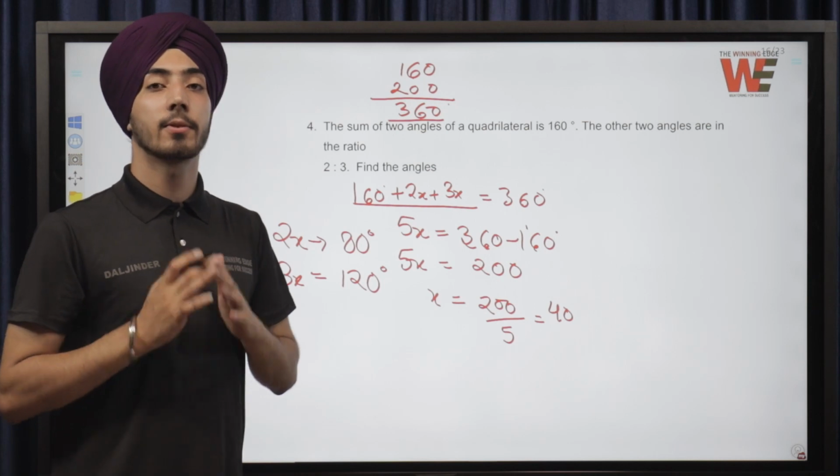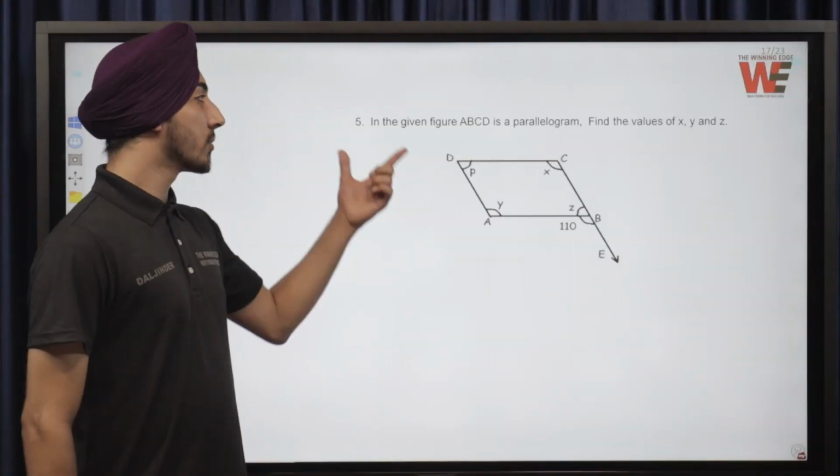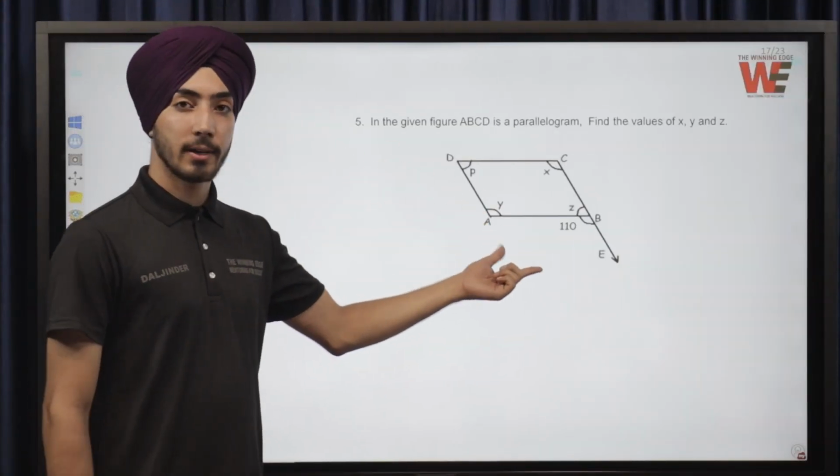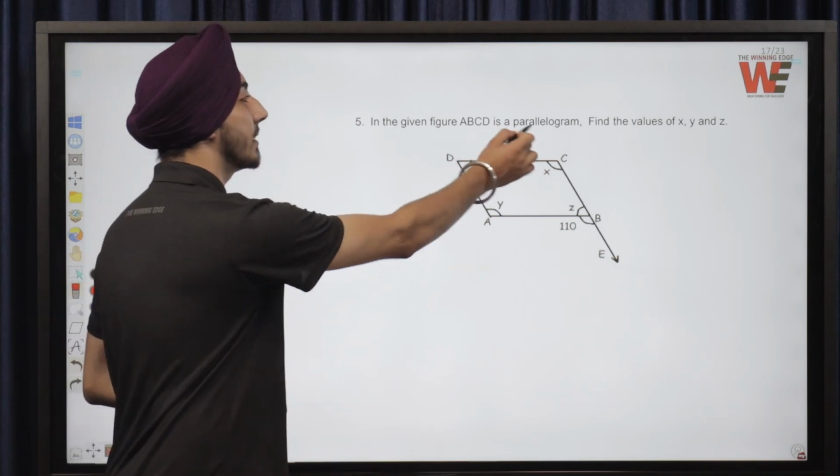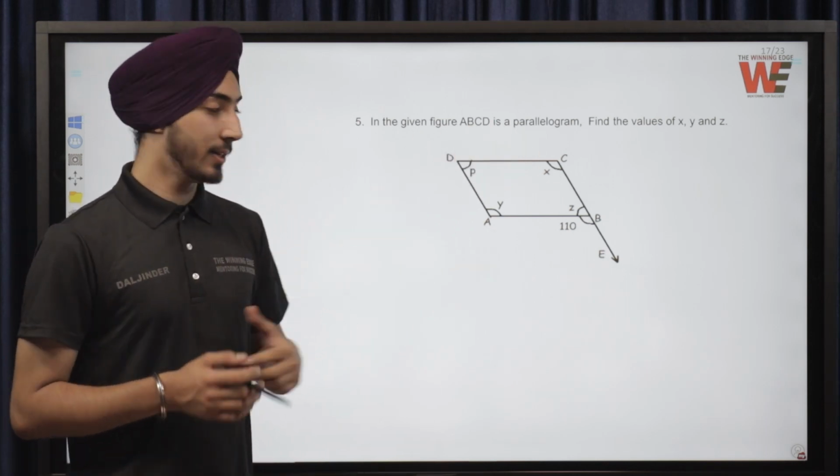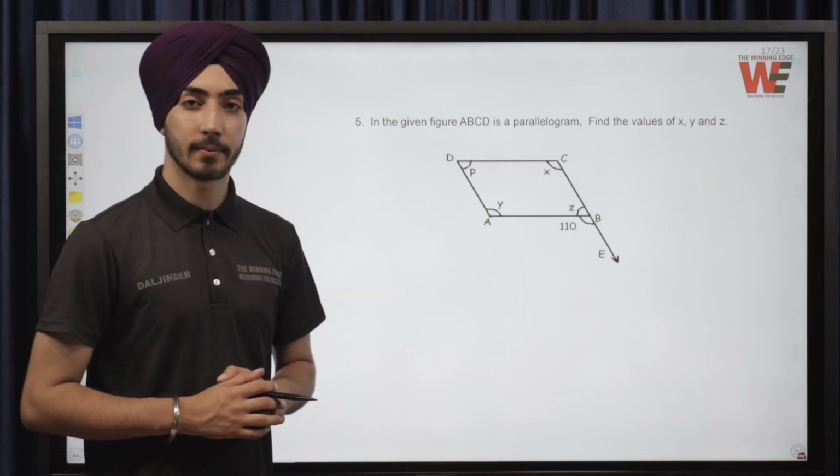Alright. Now let's move on to the next question. So in question number 5, a figure is given to you, as you can see. This figure is saying ABCD is a parallelogram. Find the value of x, y, z as the 3 variables are there in the figure, right?